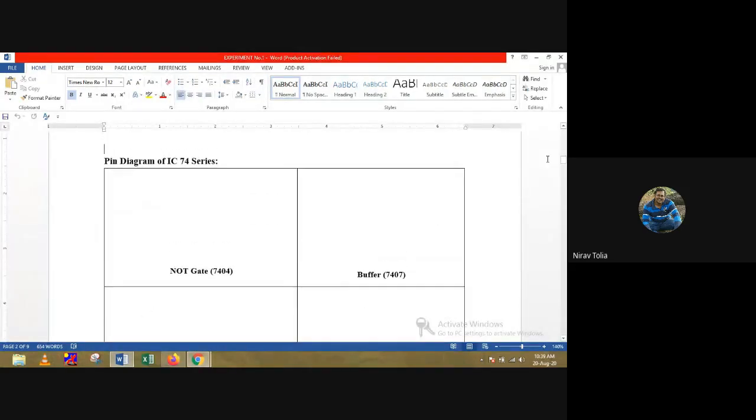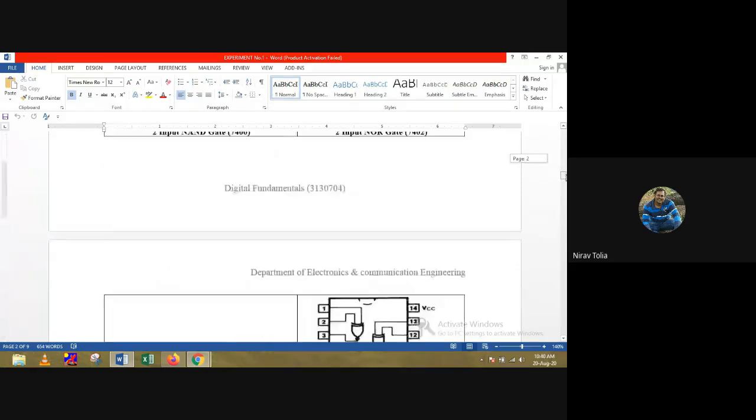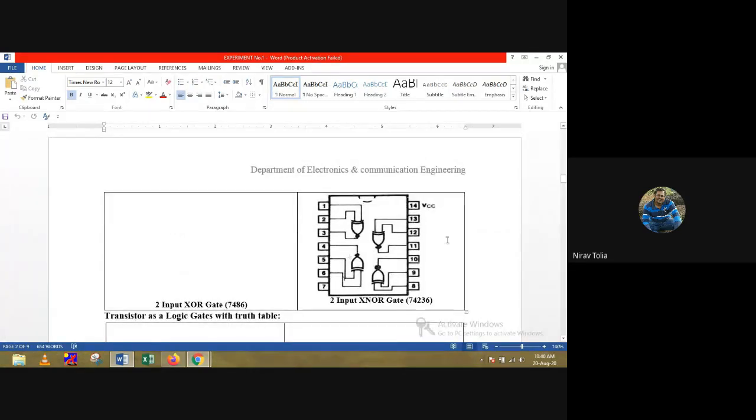Next, you have to draw a pin diagram of an IC. See how we have a gate. For a gate, we have a 14-pin IC. As I'm showing you here, it is the IC of the XNOR gate, which is 74266.